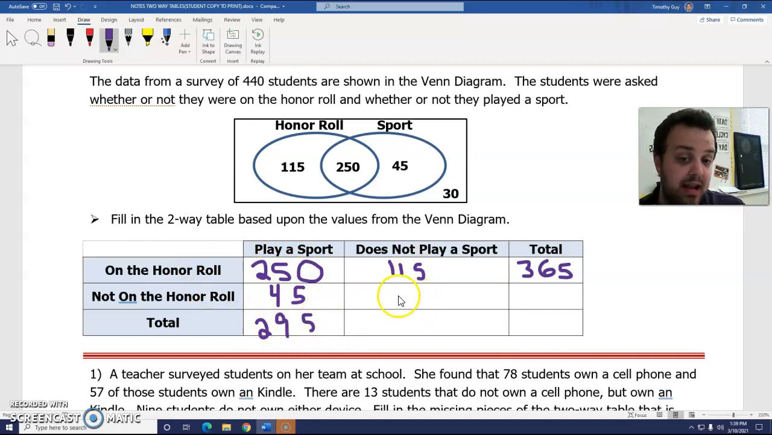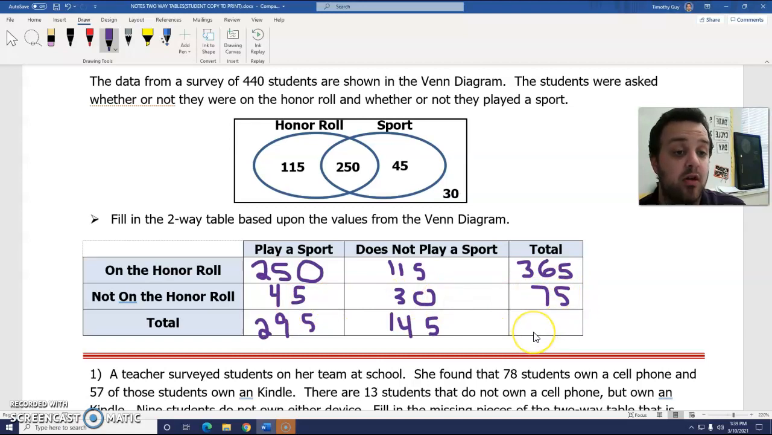Now, this part right here is going to be people who don't play a sport and are not on the honor roll. That's this number down here. So there's 30 people who do neither. And again, I can add that up and I get 145. That's the total number of people who do not play a sport. I can also add up this row. This is the total number of people who are not on the honor roll, and I'm going to get 75.